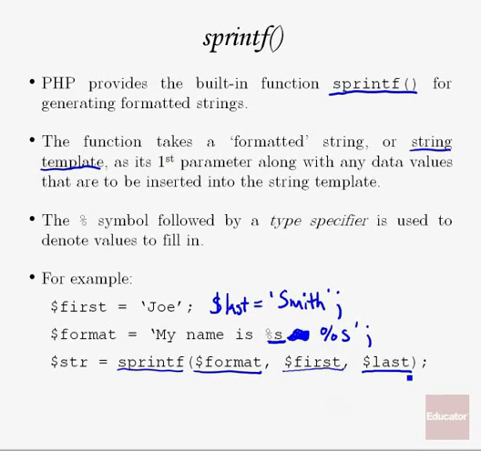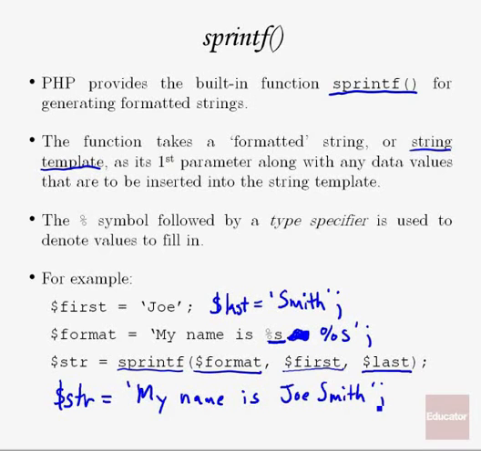And you can do this and so on for as many variables as you want to include in this particular string. What it's going to do is going to end up generating the string. So at the end of this, str for this particular example is going to end up being the string, my name is Joe Smith. So that's how the sprintf function works.